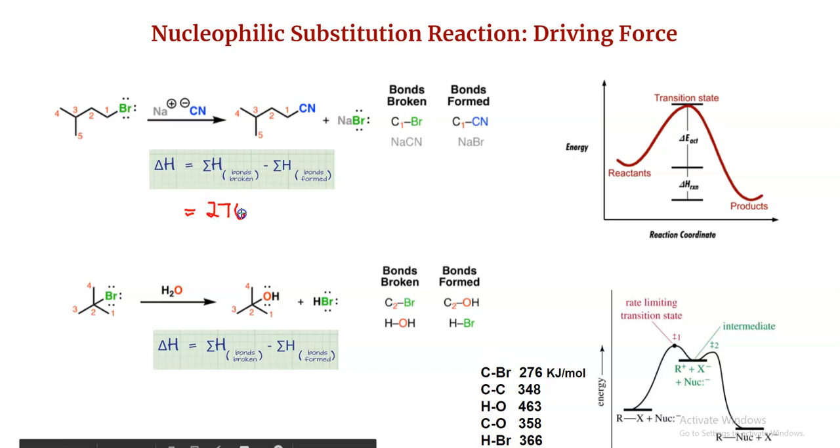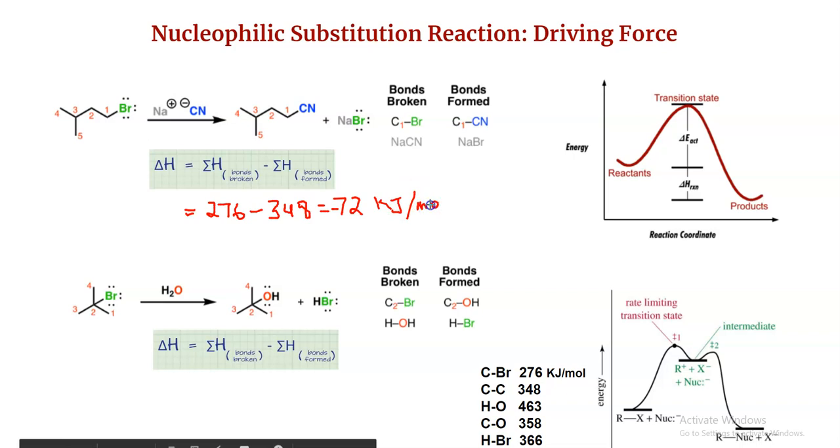So carbon-bromine is 276, minus what's the bond formed? A carbon-carbon bond is formed. Carbon-carbon is 348. So 276 minus 348. Let's see how much that is. 48 plus, what's the difference, 24. 48 and 24 is 58, 68, 72. So negative 72 kilojoules per mole. Okay, that's the enthalpy change for this reaction using the bond enthalpies.